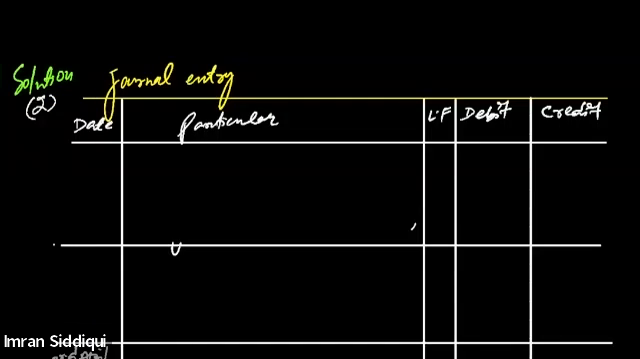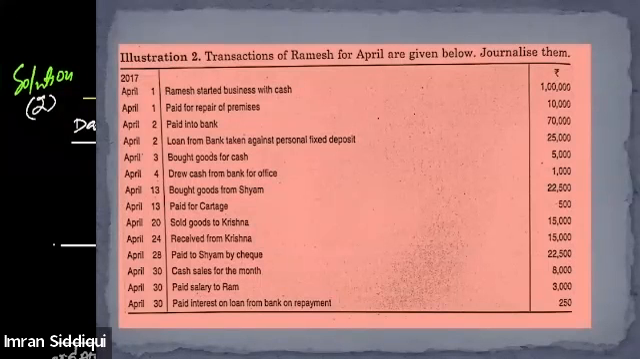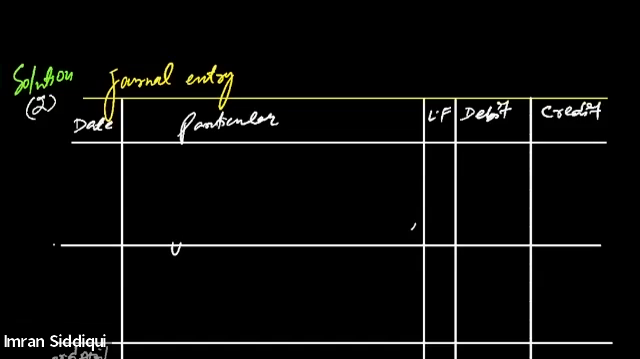All right. So let's first of all start with the first transaction. It says Ramesh started business with cash. Anybody want to tell me the correct journal entry for this? Pratika, you want to try? Cash account debited to capital account. Yes, that's right. Cash account debit to capital account. So on 1st of April, the journal entry will be cash account debit to capital account, and the amount was 1 lakh.